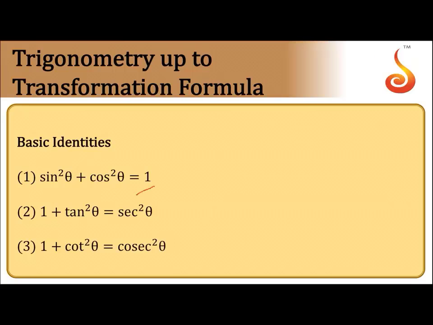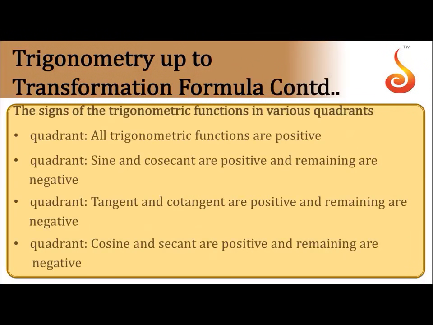In trigonometry we studied the basic identities, which are sine square theta plus cos square theta is equal to 1, 1 plus tan square theta is equal to secant square theta, and 1 plus cot square theta is equal to cosecant square theta. And we know the signs of the trigonometric functions in various quadrants.